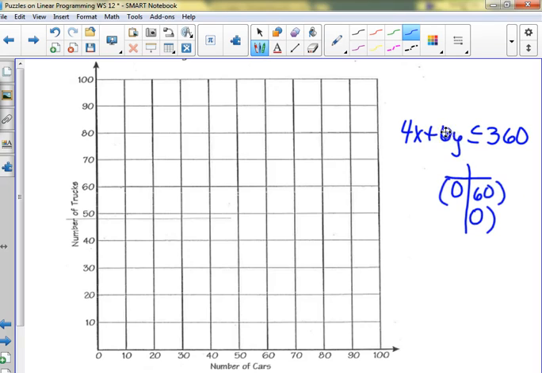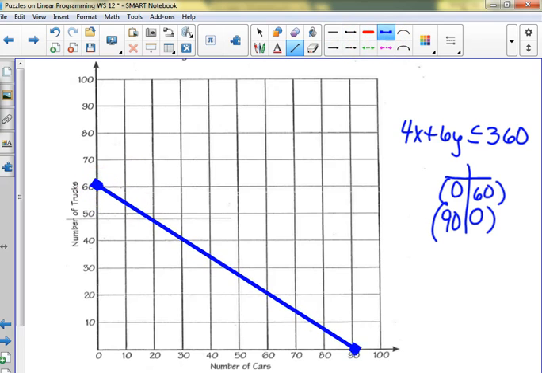If y is 0, what will the equation say? 4x equals 360. 360 divided by 4 would be 90. Okay. So over 0 up 60. Over 90 and up 0. I'll use this because it's blue, I guess. There's our line. The other equation, anybody remind me?